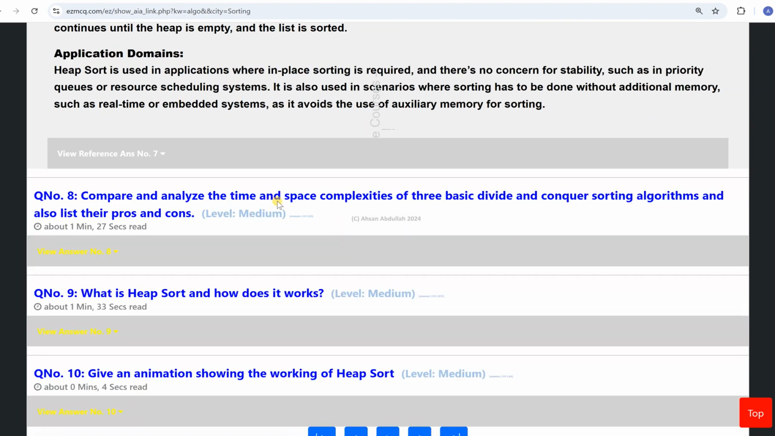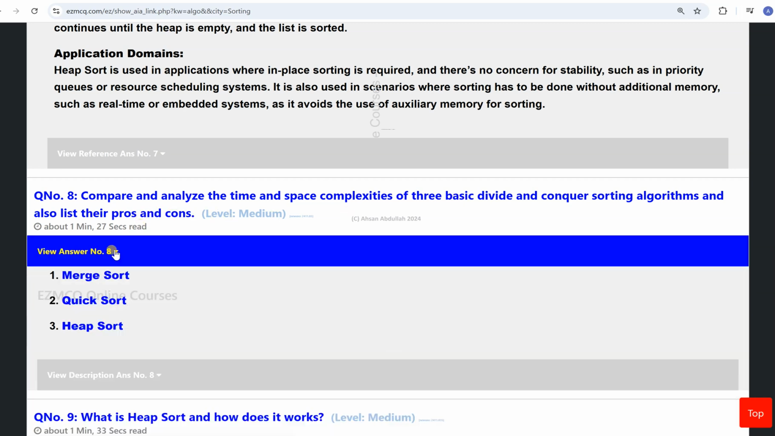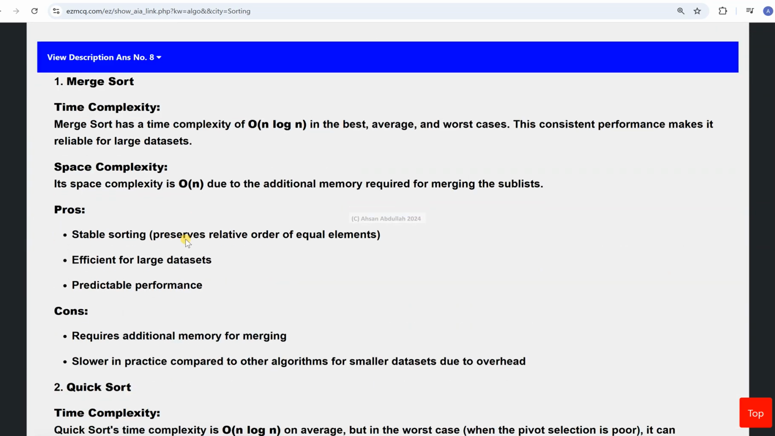Compare and analyze the time and space complexity. Now we're getting real about these three basic divide and conquer sorting algorithms, which are merge sort, quick sort, and heap sort, and list their pros and cons. Now we compare them on technical grounds. Merge sort time complexity is order n log n, right? And the beauty is that this is the best, average, and worst case. Merge sort is always n log n. The performance is consistent. Consistent means that it never drops to order n squared.